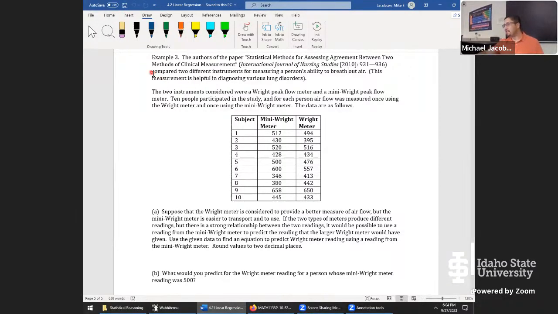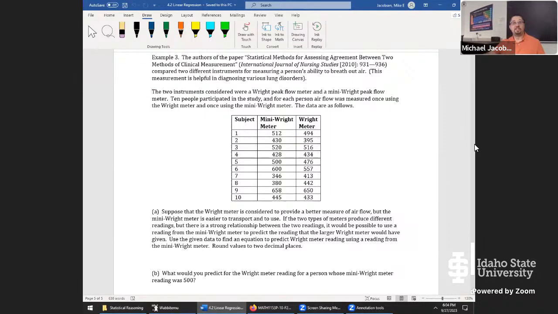And here's what they did. They compared two different instruments for measuring a person's ability to breathe out air. And that's really critical in a clinical situation. If you go to a hospital and you're not breathing quite right, you might have serious pneumonia, something like that. And they want to know right away, how's your breathing function depending on the problems you have.